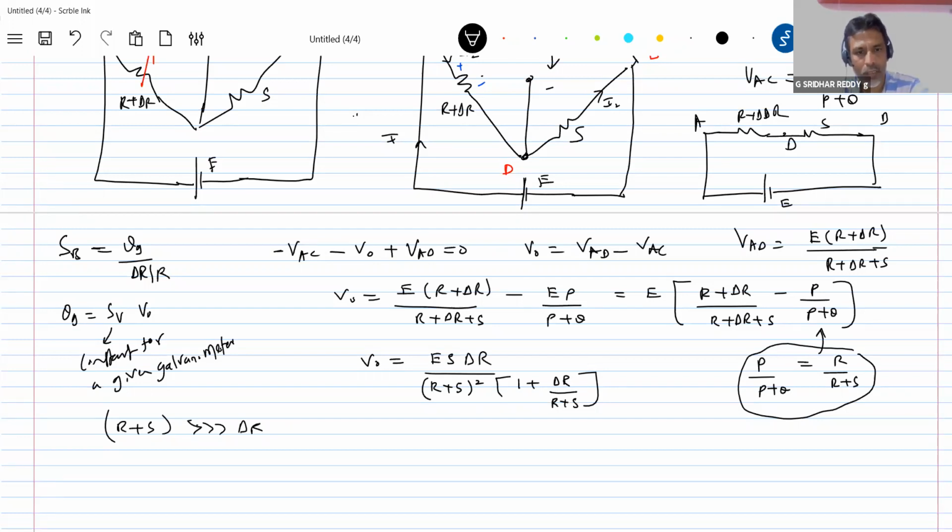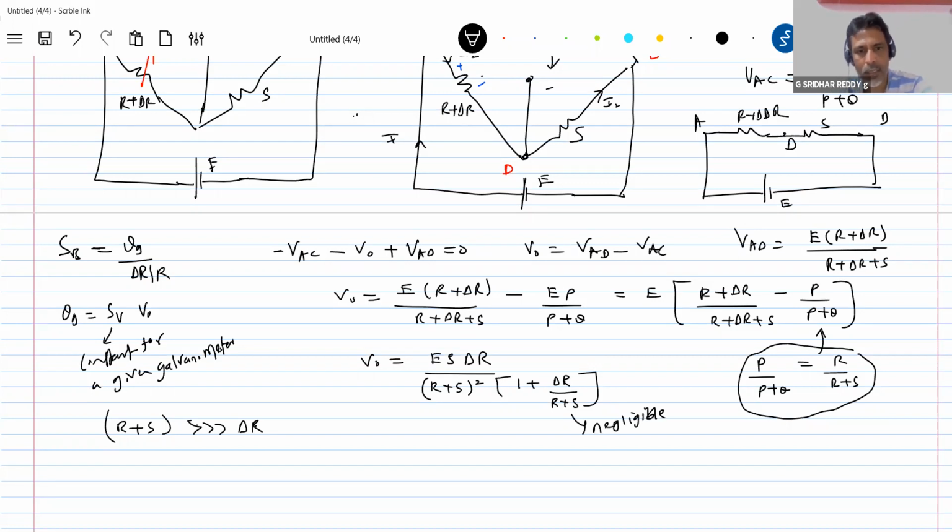So therefore, what about this quantity delta R by R plus S? Delta R is a very small change in the resistance. Why are you bringing in delta R? When I bring in some other soil with a small difference in conductivity compared to the first one, the resistance may slightly increase or decrease. So what is the corresponding deflection in the galvanometer? If the deflection in the galvanometer is appreciable, then it's a very sensitive bridge. That is the idea. So definitely this quantity will be negligible.